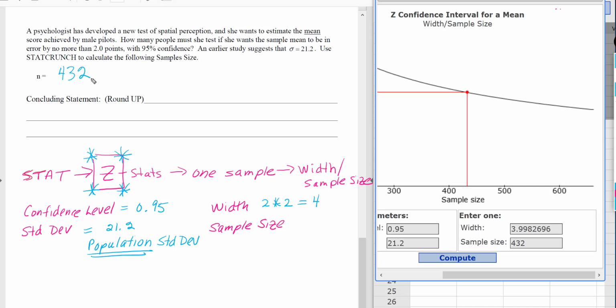So let's write our sentence. Remember, that's numbers rounded up. So we can say we need to randomly survey, and you can write at least, or you can write a minimum.